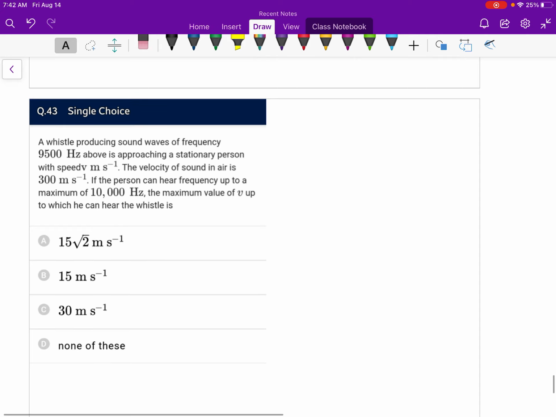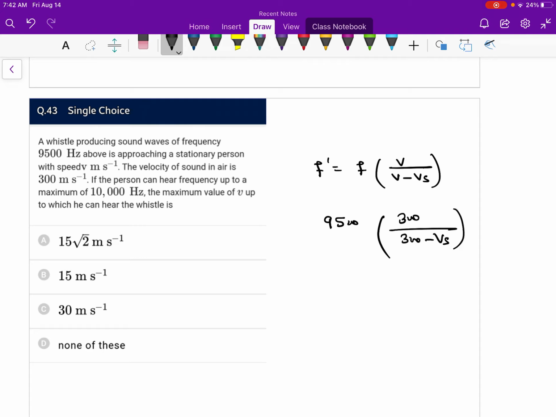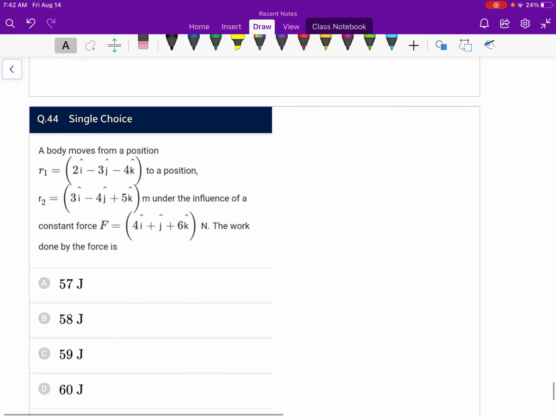A whistle producing sound waves of a given frequency is approaching a stationary person. The velocity of sound in air is given. A person can hear a maximum frequency, so find the maximum value of vs. So frequency f dash is f v upon (v minus vs). f is 9500, v is 300, upon 300 minus vs, and this maximum is 10,000. So the 00 cancel, and 285 is equal to 300 minus vs. So vs is 15 meters per second. So B is the correct option.